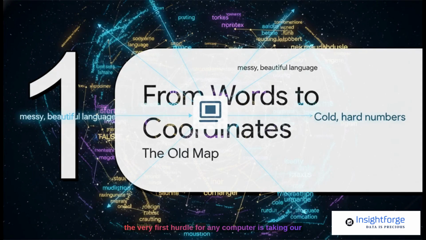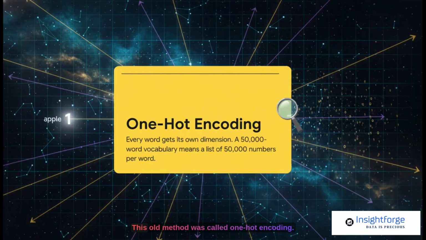So the very first hurdle for any computer is taking our messy, beautiful human language and turning it into cold, hard numbers it can work with. And for decades, the way we did this was, well, frankly, pretty bad. This old method was called one-hot encoding. Just imagine a massive spreadsheet with, say, 50,000 columns, one for every single word the computer knows. To represent the word apple, you'd find its column, put a 1 there, and then put a 0 in all the other 49,999 columns. It works, technically, but it's ridiculously inefficient.